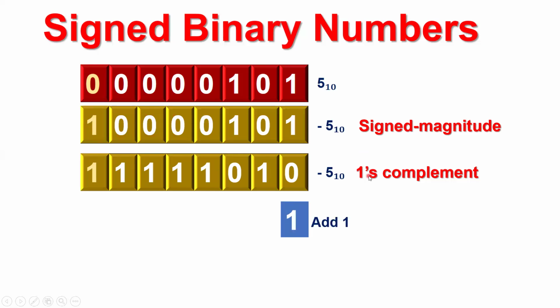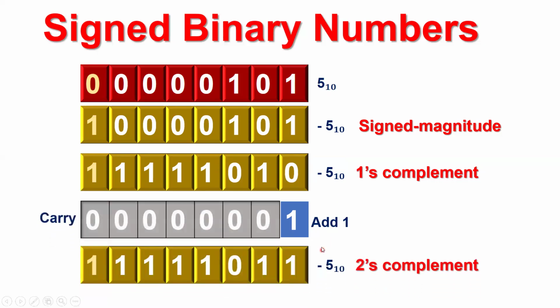Finally, you want to represent minus 5 in 2's complement. So what you do is first show the number in the positive form, which is shown here in red. Take its ones complement, which is shown in the third row. We have obtained the ones complement. Then add 1 to the LSB of the ones complement form. And then you get the sum and the carry as in a normal binary addition.